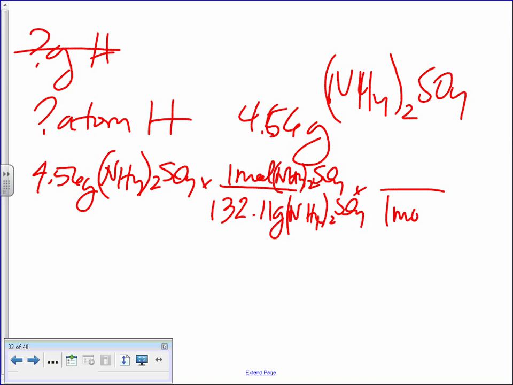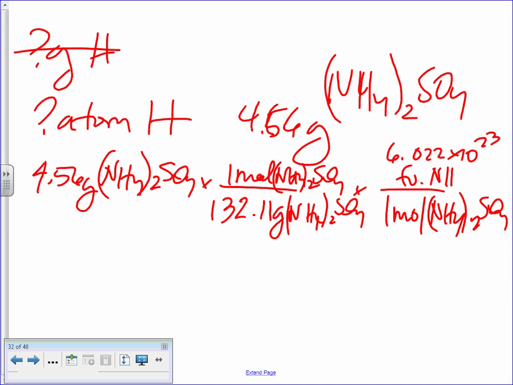So 1 mole of ammonium sulfate has how many formula units in it? Avogadro's number. Anytime you're going to particles, you're using Avogadro's number. 6.022 times 10 to the 23rd formula units of, I know this is really tedious, it is for me too, to write out ammonium sulfate, but there it is. Okay, so now we've gone from mole down to just a little formula unit, just a particle.